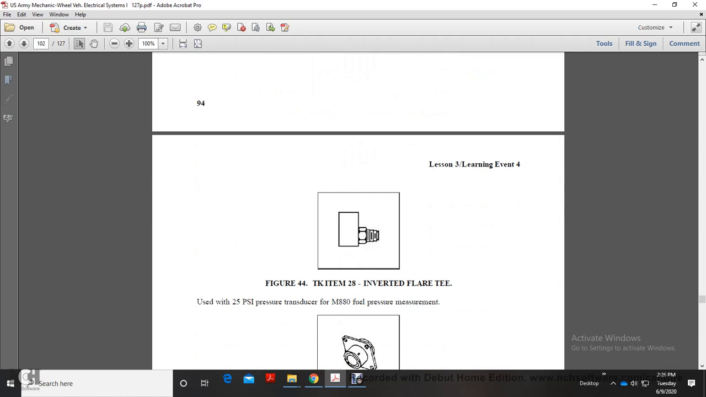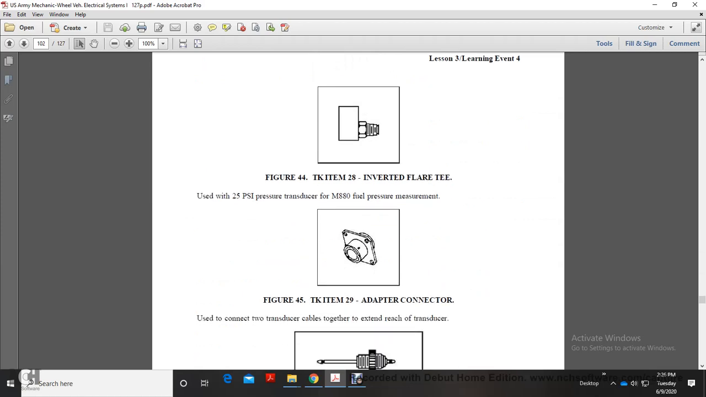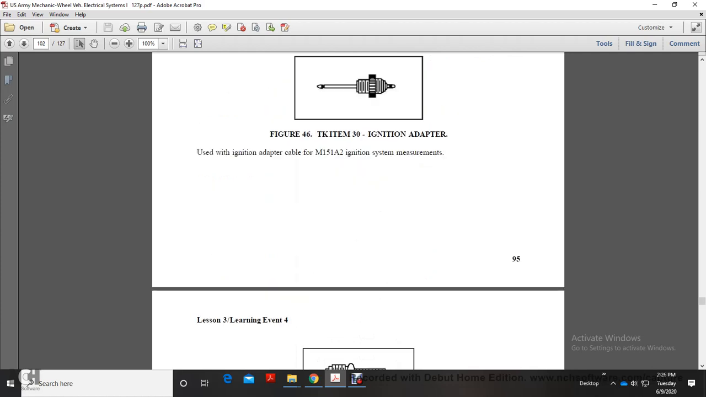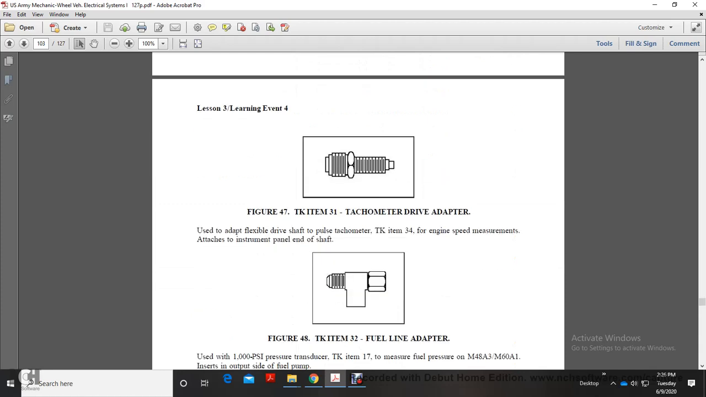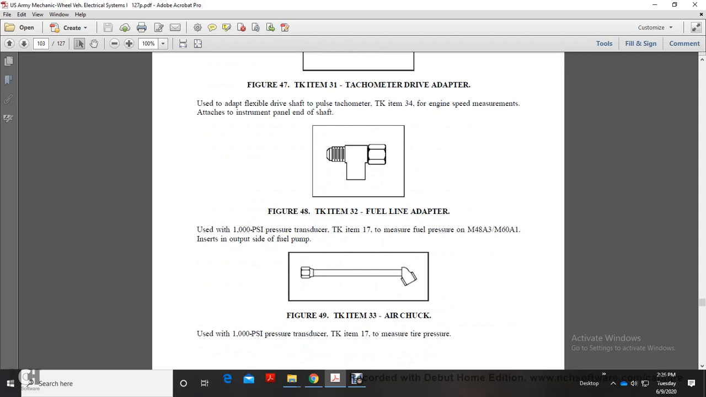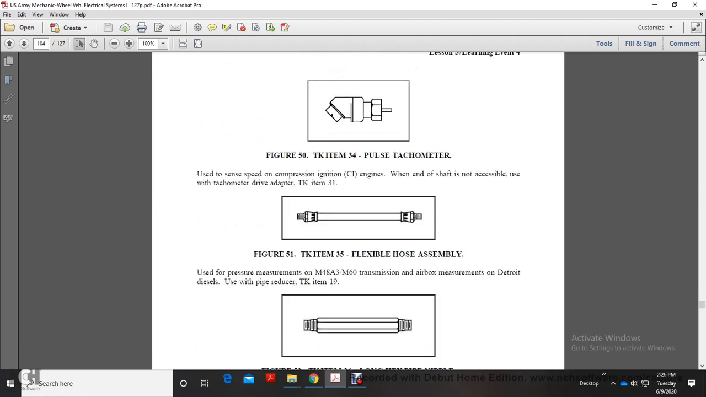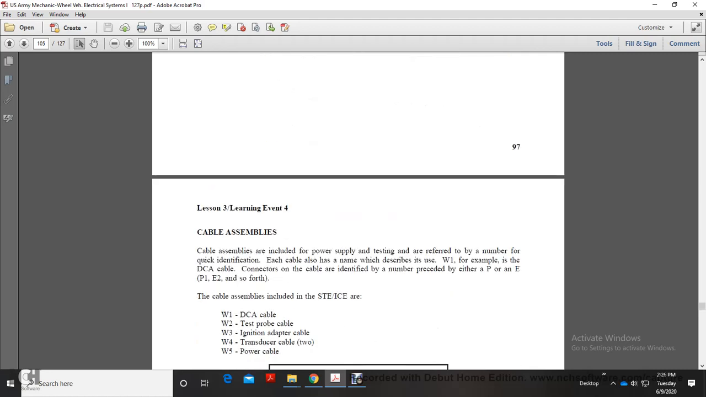Alright, figure 44, transducer kit item 28, inverted flare T. Transducer kit item number 29, adapter connector. Transducer kit item number 30, ignition adapter. Transducer kit item number 31, tachometer drive adapter. Transducer kit item 32, fuel line adapter. Transducer kit item number 33, air chuck. Transducer kit item number 34, pulse tachometer. Transducer kit item number 35, flexible hose assembly. Transducer kit item 36, long hex pipe nipple.